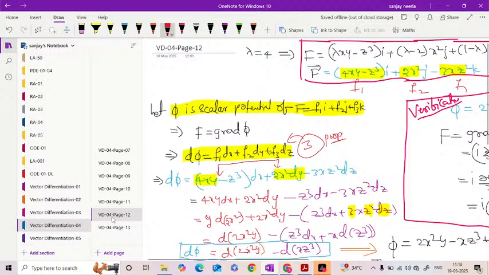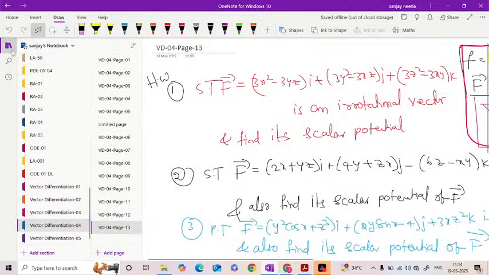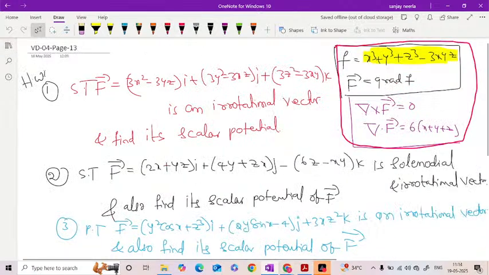So this is the third problem from the previous class, and I think I gave 3 homework problems. The first homework problem is to show that the given vector is an irrotational vector and also find its scalar potential field. How many of you solved the first question? The result is x cube plus y cube plus z cube minus 3xyz. How many got it?